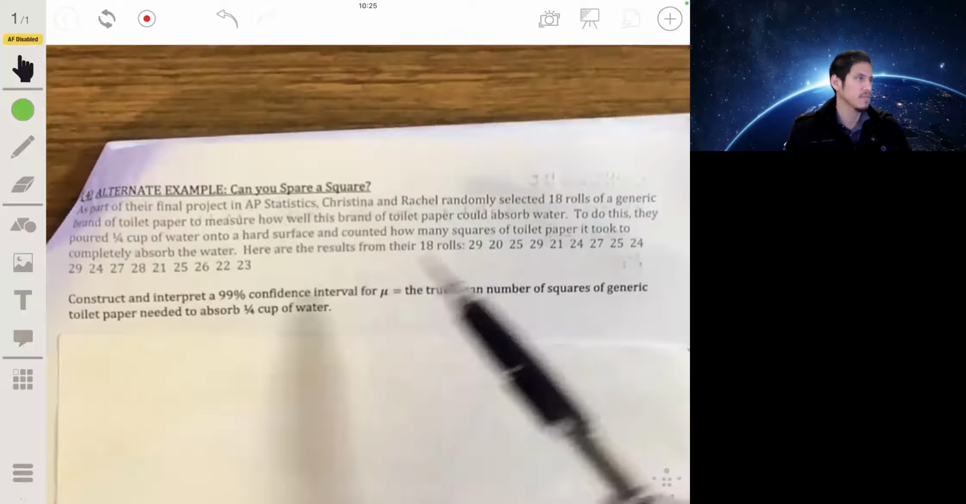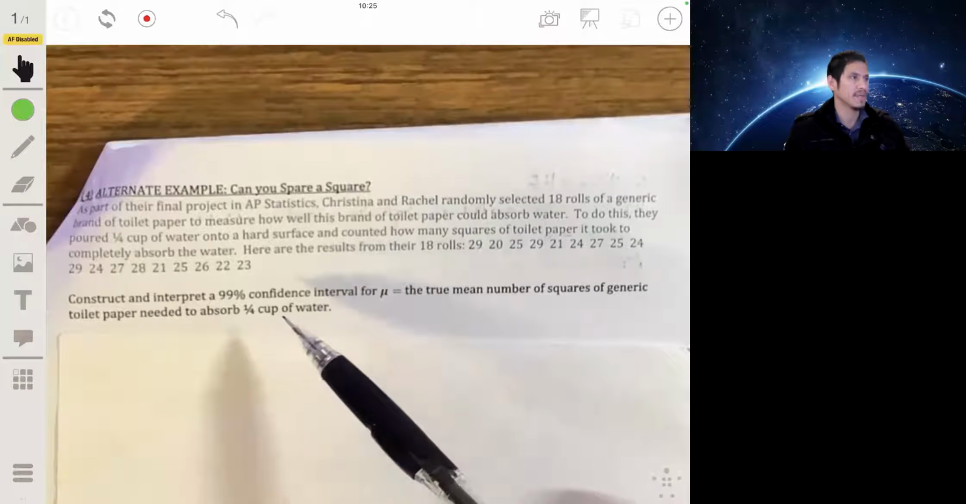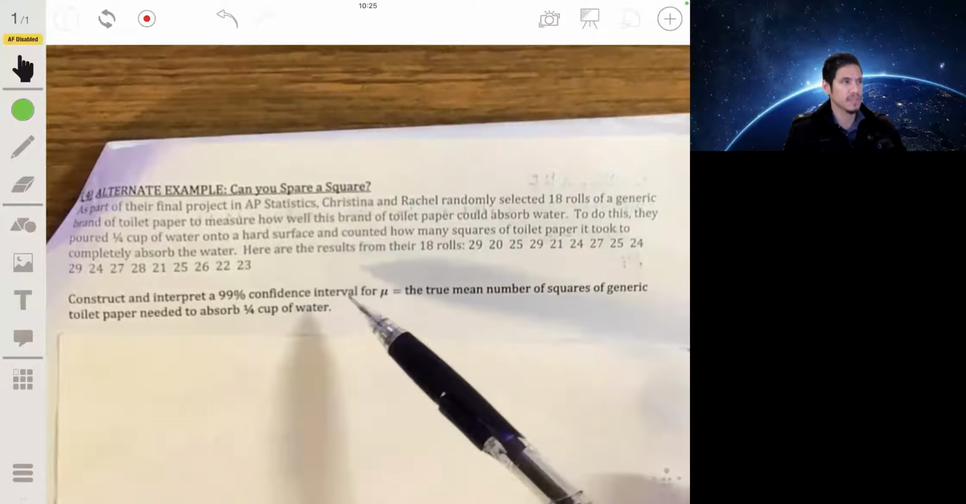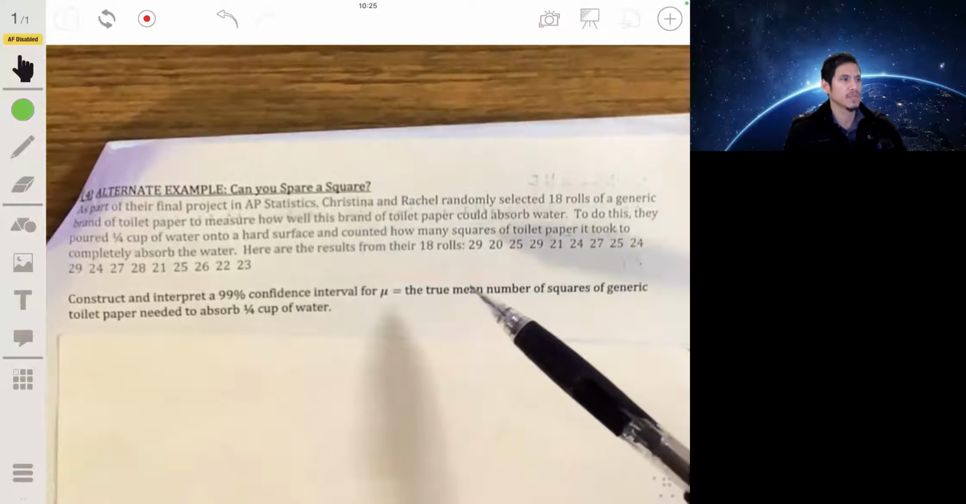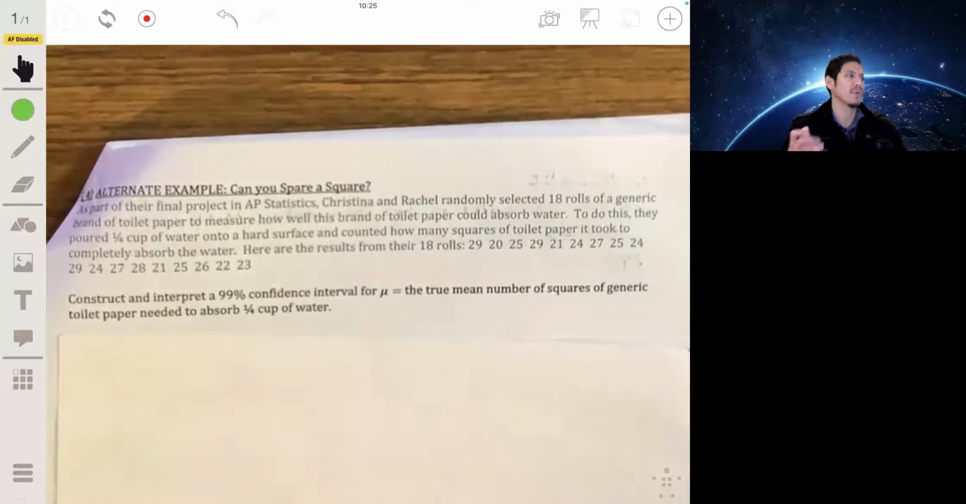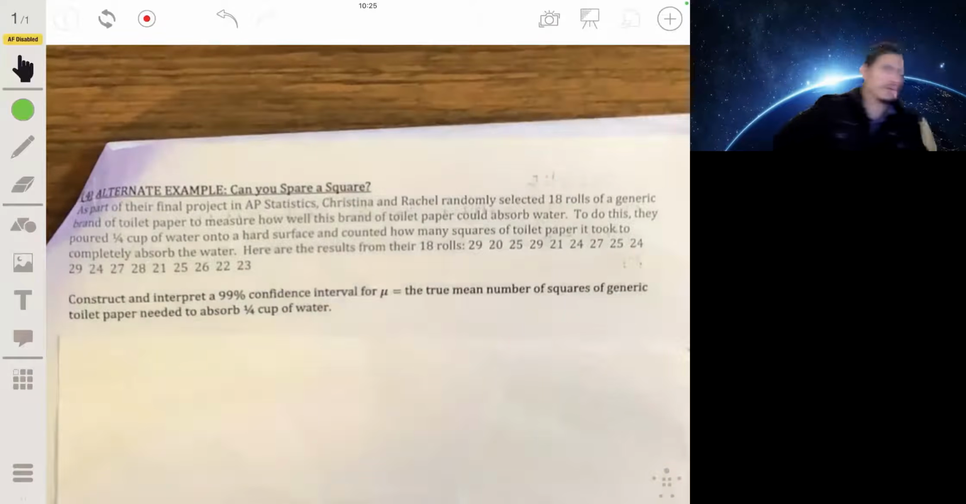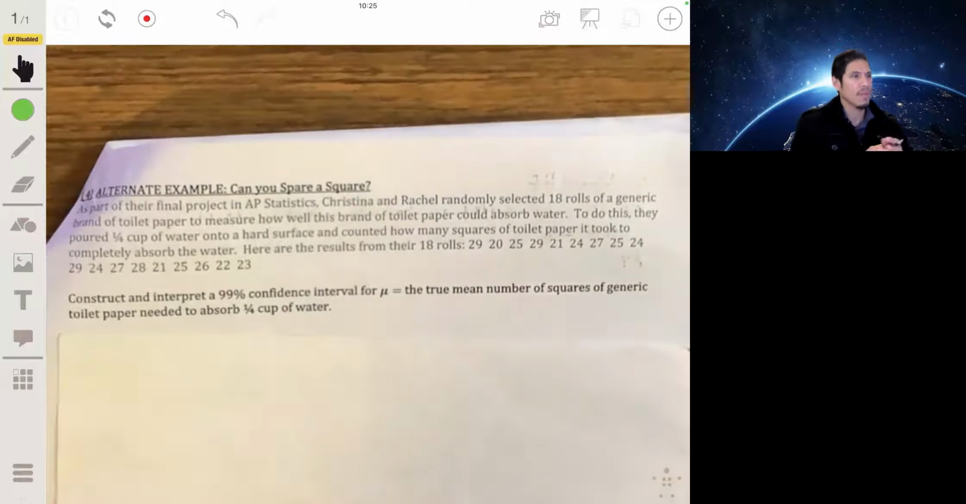29 to 20 and so forth. So construct and interpret a 99% confidence interval for mu, which is the true mean number of squares of generic toilet paper needed to absorb 1/4 cup of water. Okay, so essentially our goal is to figure out about how many squares of this generic toilet paper we're going to need to absorb 1/4 cup of water.